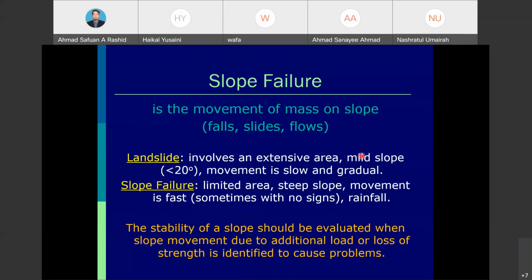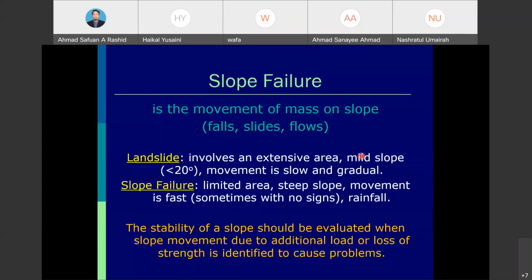While for slope failure, it is a localized failure under a very limited area. Normally it happens on steep slope structures, and the movement is fast, sometimes with no sign, and usually happens due to high intensity of rainfall. So the stability of the slope should be evaluated when slope movement due to additional loads or loss of strength is identified to cause problems.